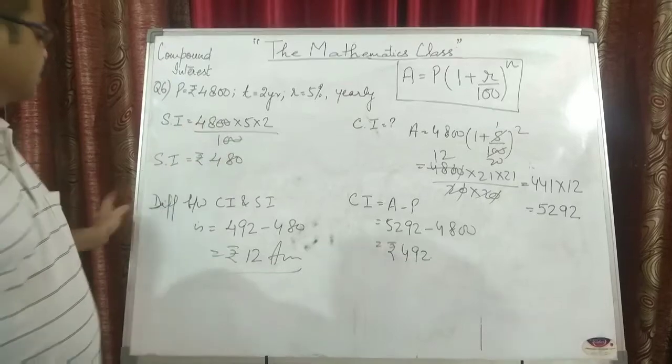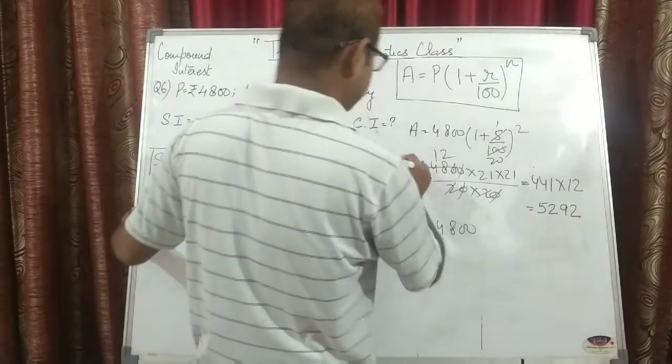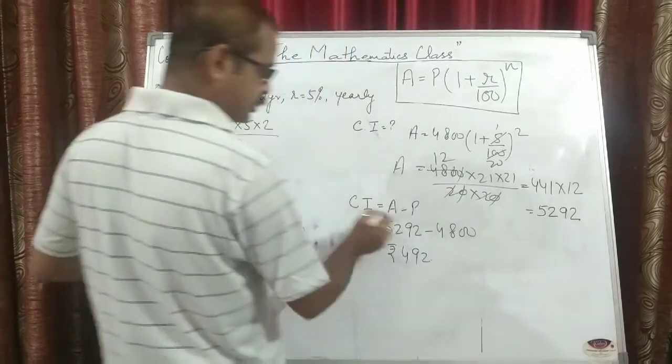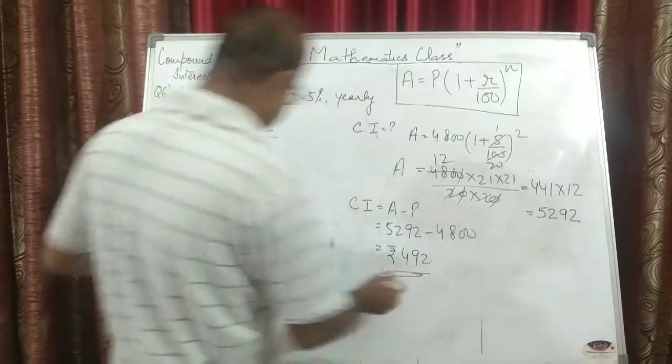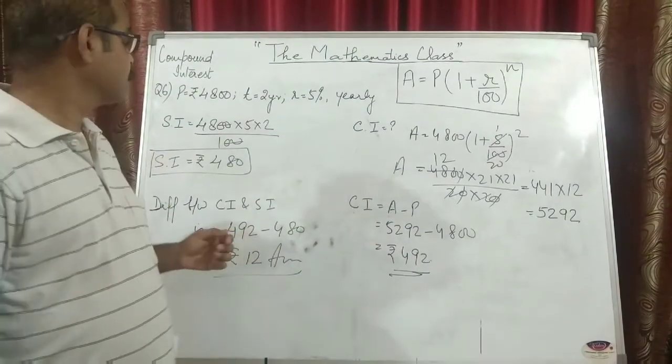We calculated simple interest, then we calculated the compound interest. This we calculated from the amount, amount minus principal. So this is the compound interest. We find the difference. That's it. Now we move on to question number 9.